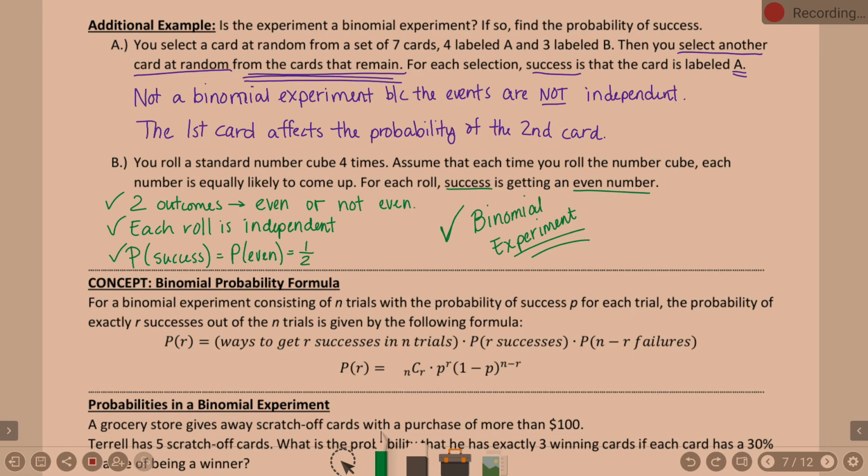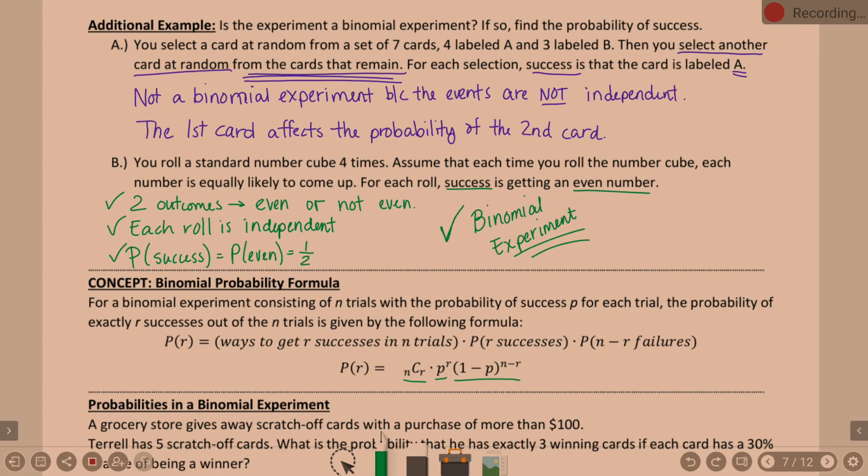And I know I have this on the next page. But ways to get r successes in n trials, which is your combination, the probability of r successes, which is going to be p raised to the r, and then the probability of n minus r failures, 1 minus p to the n minus r.